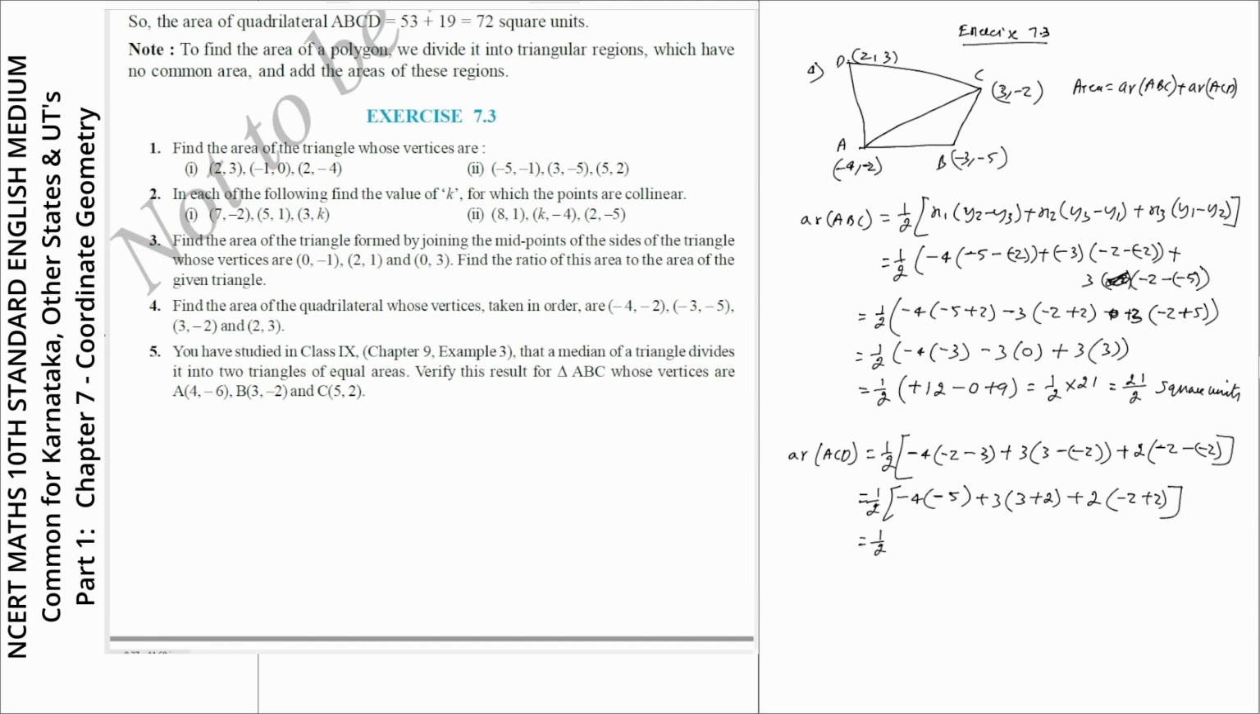so this is equal to half. So here minus 4 into minus 5, 4 5s are 20, minus into minus is plus, so plus 20 I'll get, so plus here 3, so here 3 plus 2 is 5, plus, now here minus 2 plus 2 is 0, so 2 into 0, so this is equal to half into 20 plus 3 5s are 15 plus 0, so 20 plus 15 is 35, so I'll get 35 by 2 square units.